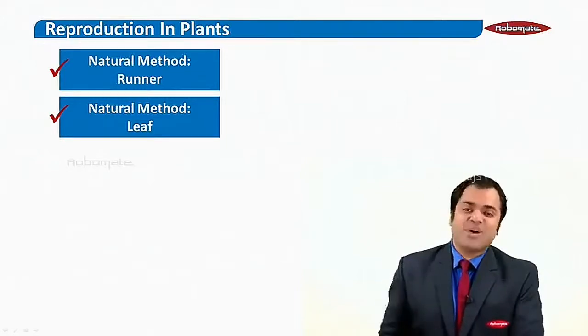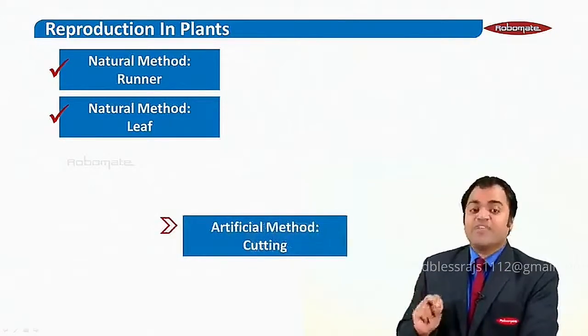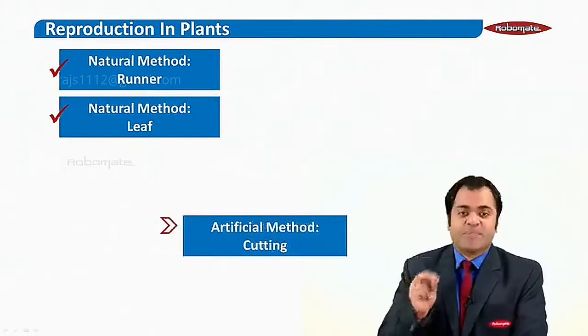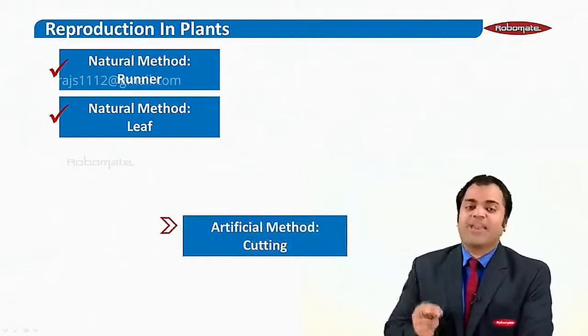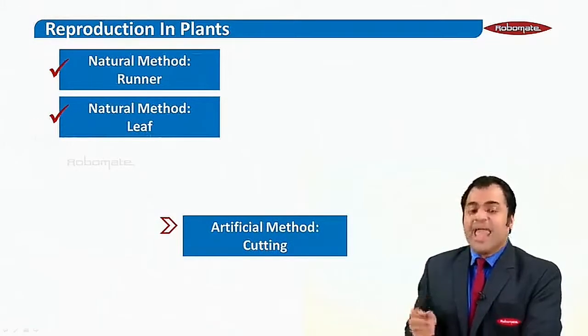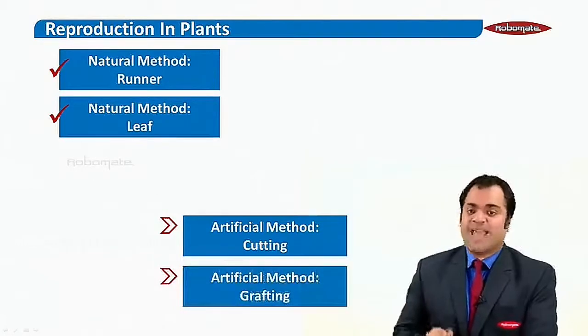In the next module, I'll be talking about artificial methods of vegetative propagation, where I'll be throwing light on a process called cutting, and one more method which is also called grafting.